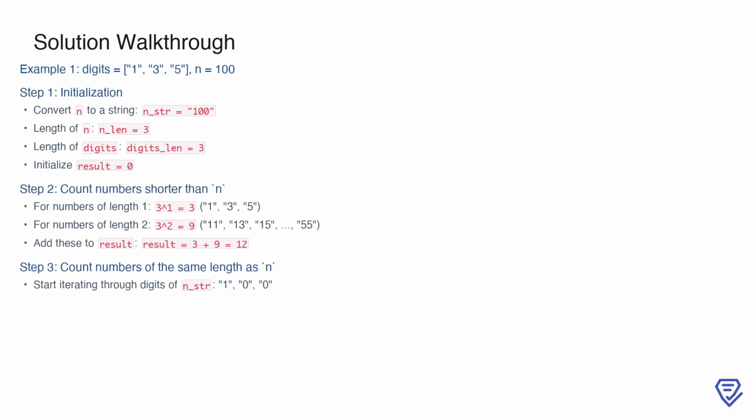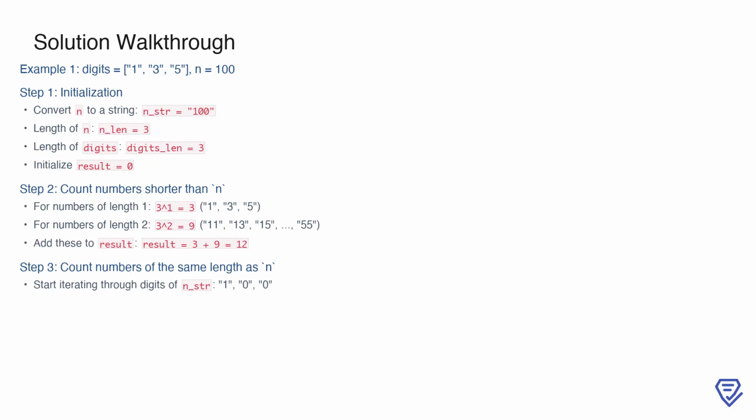Now, we start by counting all the numbers that are shorter in length than n. For numbers of length 1, there are 3 possible combinations using our digits 1, 3, and 5. This gives us 3^1 equals 3. Similarly, for numbers of length 2, there are 3^2 equals 9 combinations, such as 11, 13, 15, and so on up to 55. Adding these together, the total so far becomes result equals 3 plus 9 equals 12.